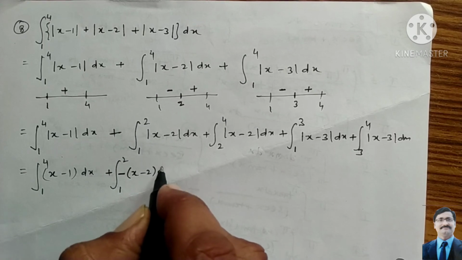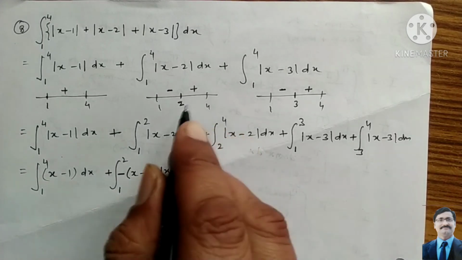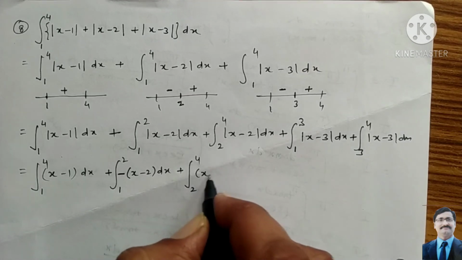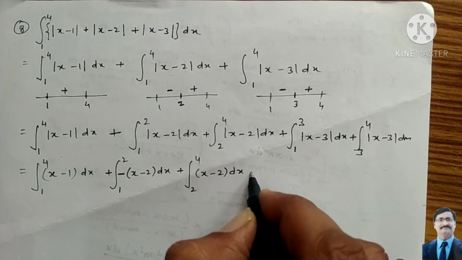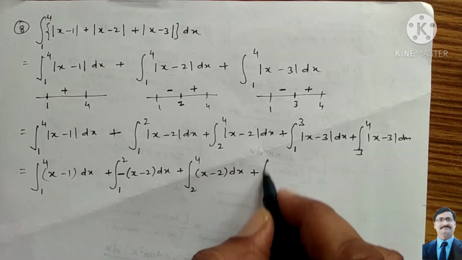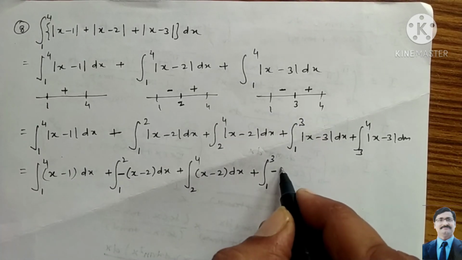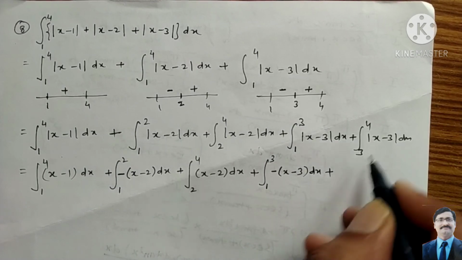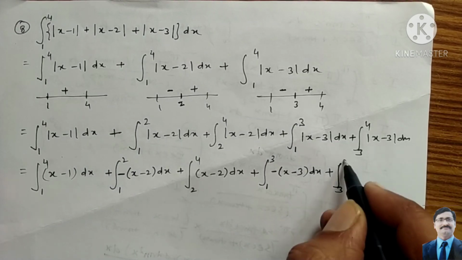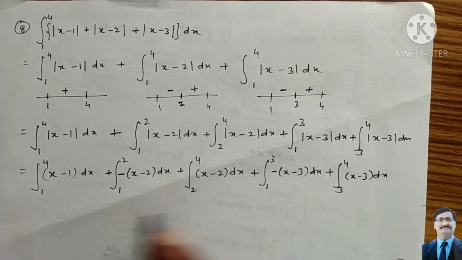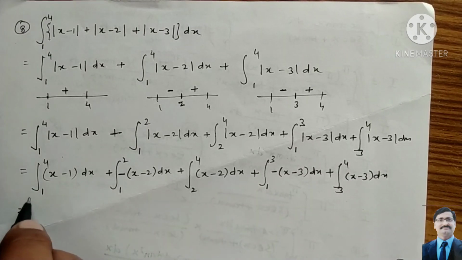For that we multiply by minus. From 2 to 4, this is positive, so we write it as it is: integral from 2 to 4 of (x minus 2) dx. And here this is negative, so we write the integral from 1 to 3 of minus (x minus 3) dx, plus, this is again positive, from 3 to 4, (x minus 3) dx. Now we will do the integral.